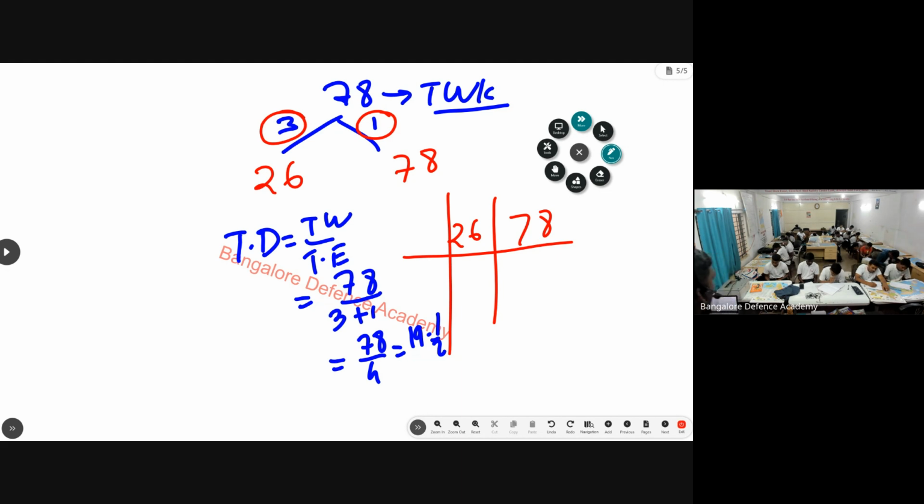Wrong, 48 is wrong. 44 is wrong. 17 is wrong. Look here. Ready? Next question.